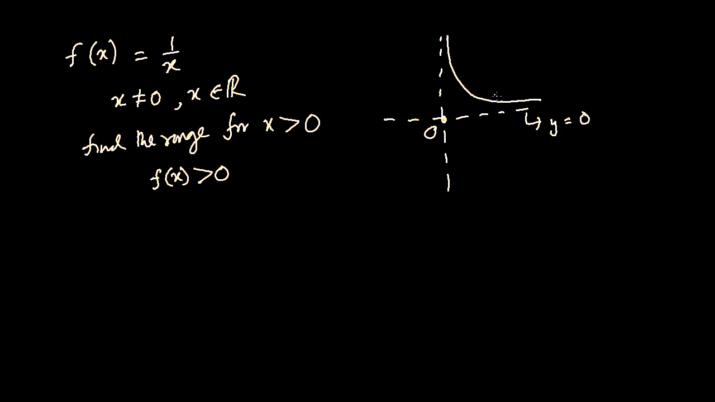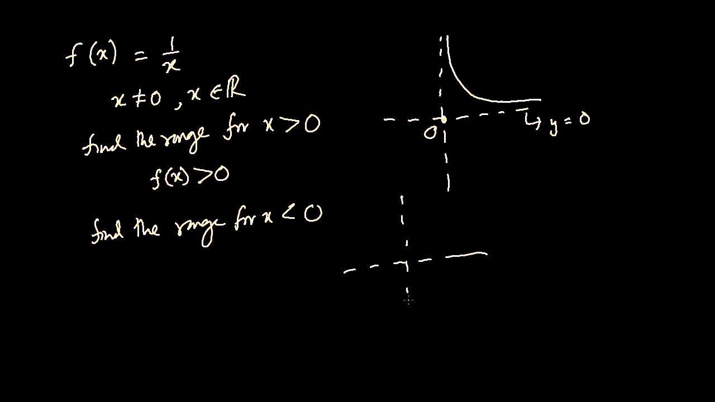So for this particular domain, x greater than 0, the range is going to be f of x greater than this horizontal line. On the other hand, if the question was find the range for x less than 0, since there are two separate curves, this is going to be the case. Here this is 0 and this horizontal line is y equals 0. Here the shape is below this asymptote, so the range is going to be f of x less than 0.